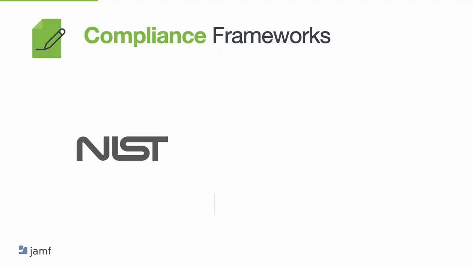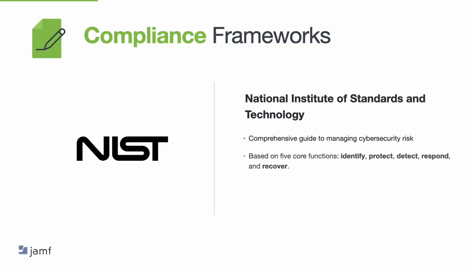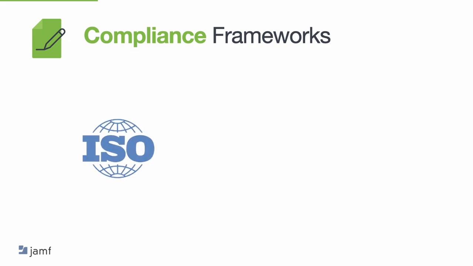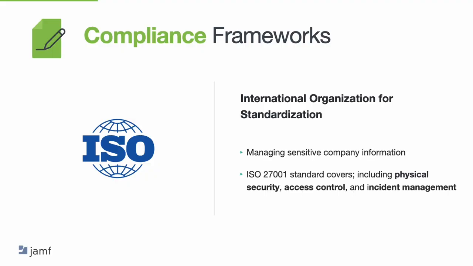The National Institute of Standards and Technology, NIST, cybersecurity framework is a comprehensive guide to managing cybersecurity risk. The framework is based off of 5 core functions: identify, protect, detect, respond, and recover. The NIST framework emphasizes the importance of risk assessment and management, as well as continuous monitoring and improvement. The International Organization for Standardization, ISO 27001, is the standard for information security management systems. It provides a systematic approach to managing sensitive company information so that it remains secure. This standard covers a wide range of security controls, including physical security, access control, and incident management.